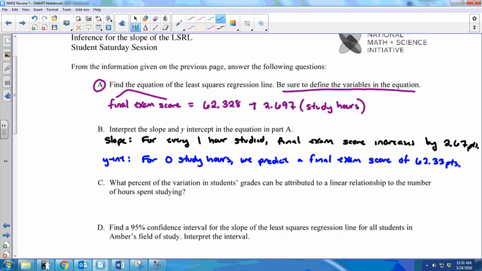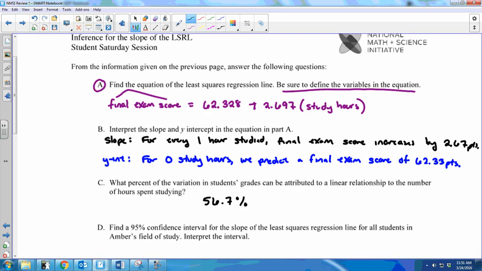C, what percent of the variation in students' grades can be attributed to a linear relationship to the number of hours spent studying? It would be the r squared. That's just like the sentence we normally write. It's just in question form. Normally it asks you to interpret r squared in context, and you have to write the sentence. Here they asked you the question to catch you off guard.